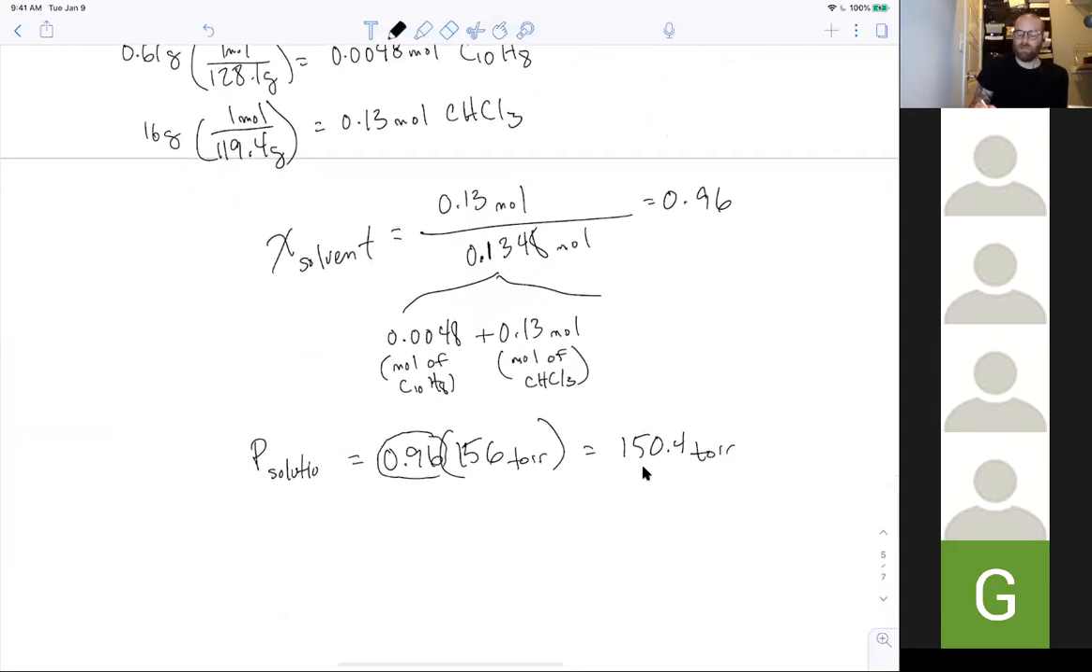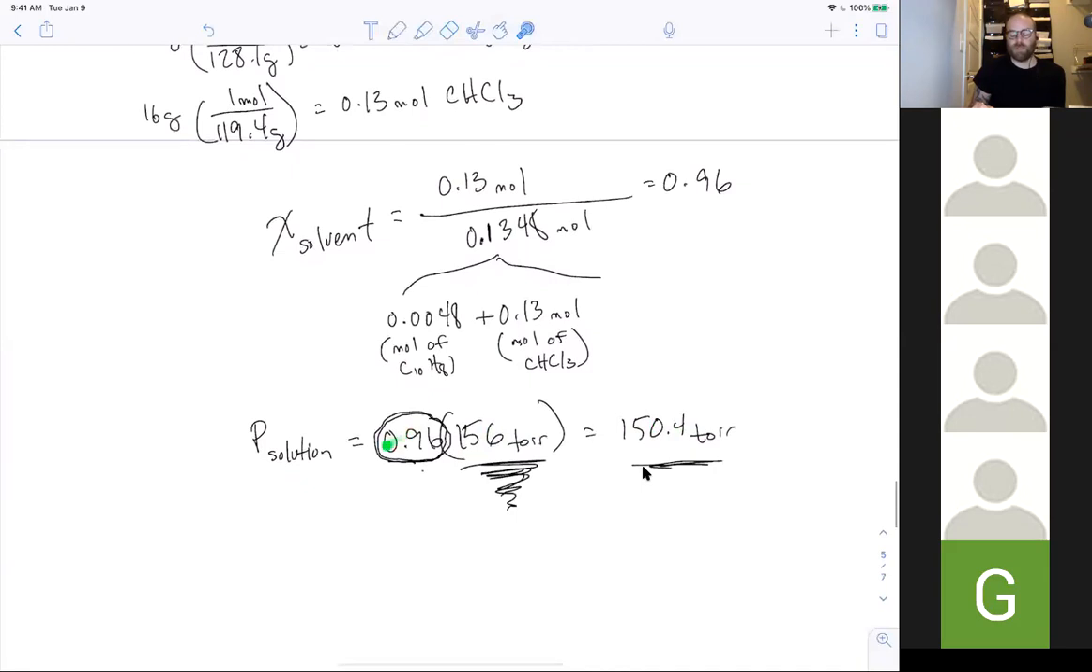0.96 is whatever the original vapor pressure was, the fraction of the solution that is still volatile multiplied times the original vapor pressure to give you the new vapor pressure. So as the solution gets more concentrated, the vapor pressure continues to go down because you have less and less of that volatile solvent still there. So here, 0.96 means it's 96% still chloroform. And so we see that our change in vapor pressure is pretty small, 156 torr to 150.4 torr.